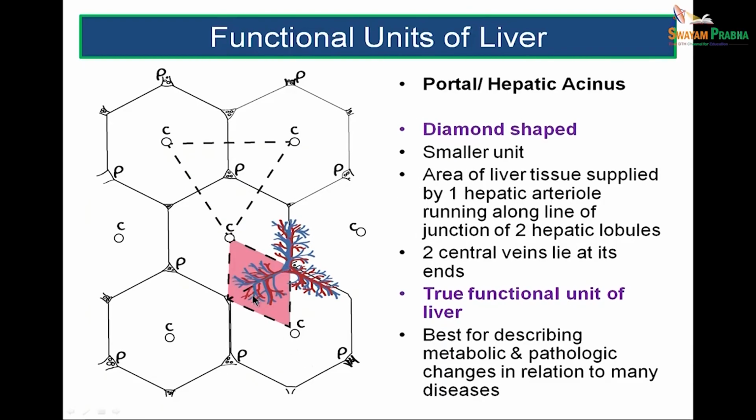Another smaller unit of the liver is a functional unit, the true functional unit, called the portal acinus or the hepatic acinus. It's a diamond shaped structure having a long axis joining 2 central veins and a short axis joining 2 portal canals. It is the true functional unit of the liver, and it is best for describing metabolic and pathologic changes in relation to many liver diseases.